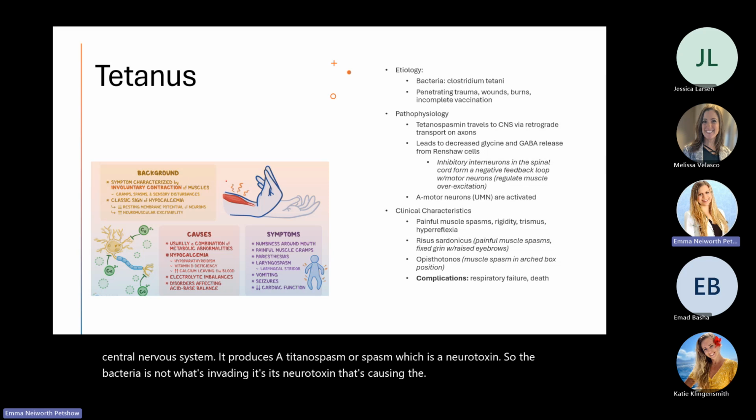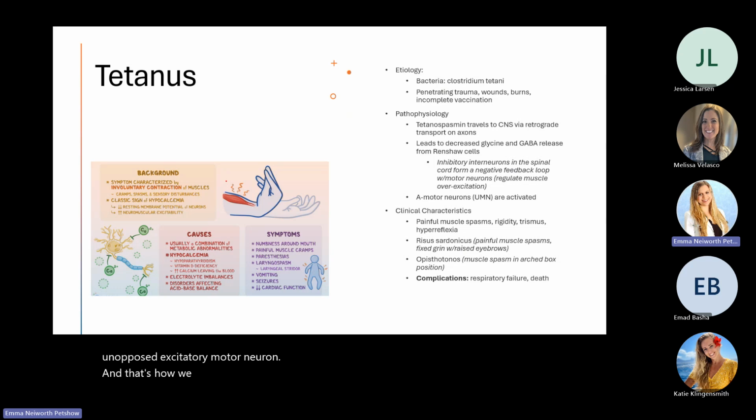So mechanistically, the neurotoxin tetanospasmin is transported retrograde, so it's walked along the motor neurons up towards the central nervous system. That's retrograde transport. It then is going to block release of inhibitory neurotransmitters, GABA and glycine. Those are your big inhibitory neurotransmitters. These are from interneurons in our spinal cord. It's going to lead to unopposed excitatory motor neuron activity, and that's how we get the spastic paralysis seen in tetanus. We can't stop the contraction. The control is gone. We've taken the foot off the brake.